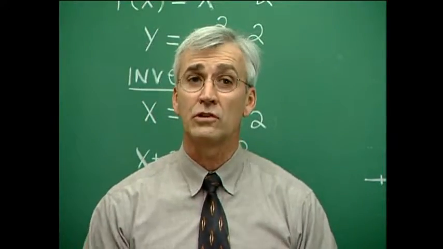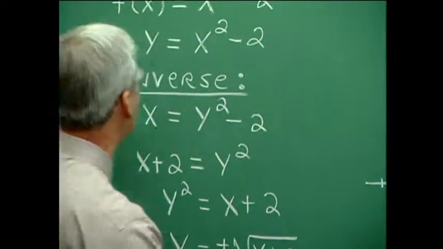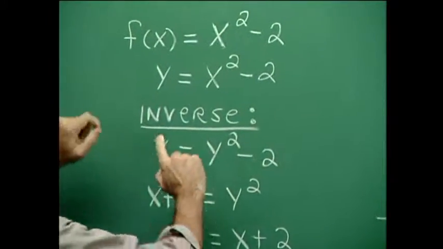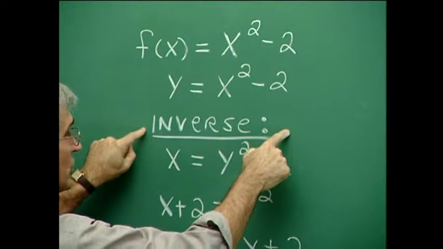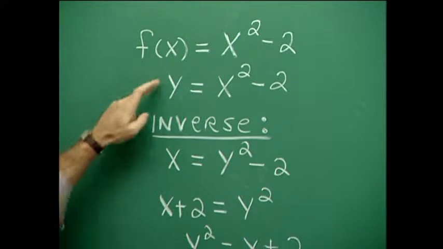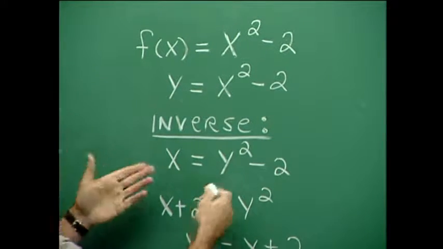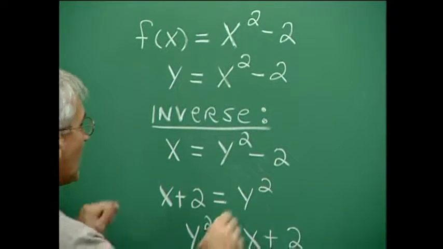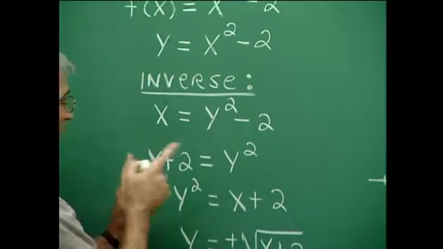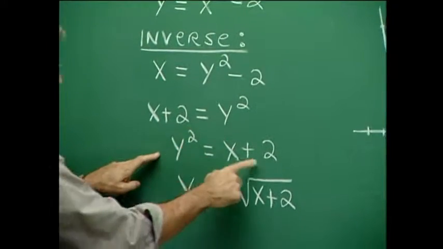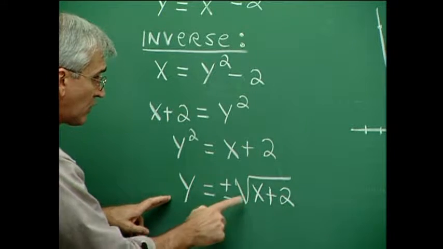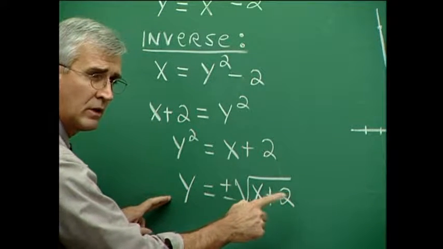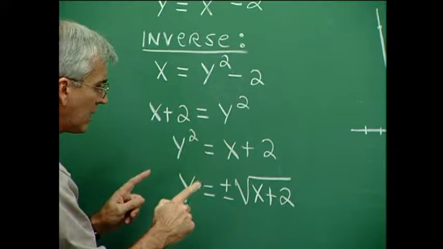Let's generate the inverse of another function. Let's start with f of x is x squared minus 2. We would write this as y equals x squared minus 2, and we find the inverse by swapping the roles of x and y. Y becomes x, x becomes y, and now we want to solve for y. We'll add 2 on both sides, swap sides, and now if y squared is x plus 2, y then is plus or minus the square root of x plus 2, by that square root property.